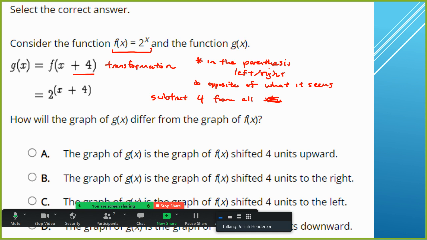Oh, I don't know what's wrong with my grammar today. From all x values. Forgive me. Now we get to the question. How will the graph of g of x differ from the graph of f of x? Basically, what's the physical change from our starting f of x equals 2 to the x to this new one, g of x?